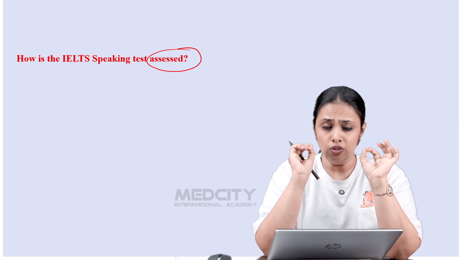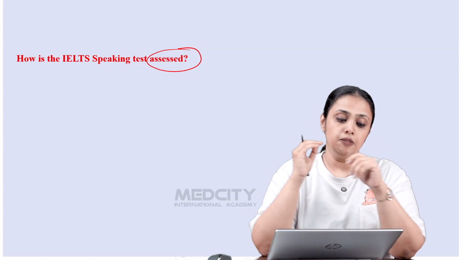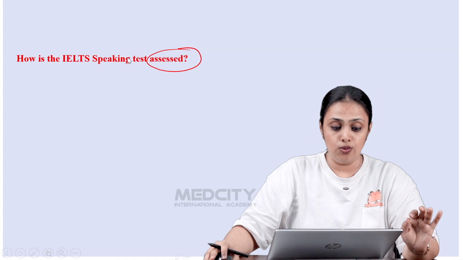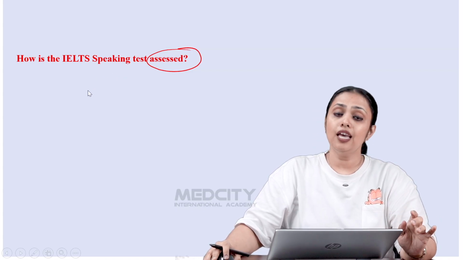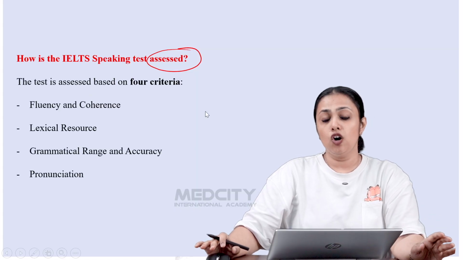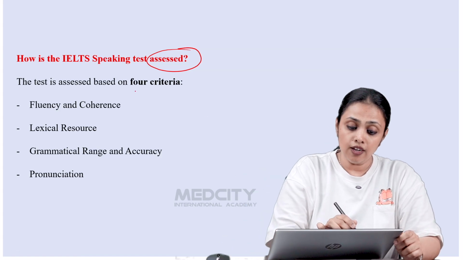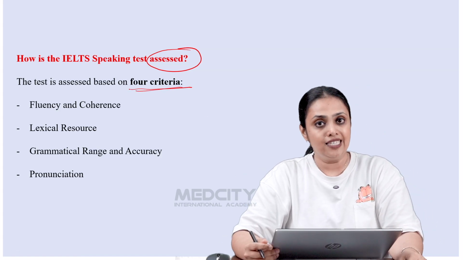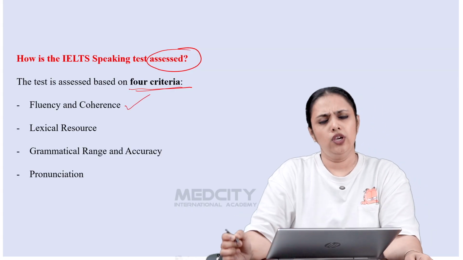No. So we need some method to assess the candidate. The method that the examiners use is assessment criteria, or you're given marks based on the assessment criteria. Now let's see what are these assessment criteria or factors based on which you're going to be scored. There are 4 criteria for IELTS speaking. The first one is fluency and coherence.